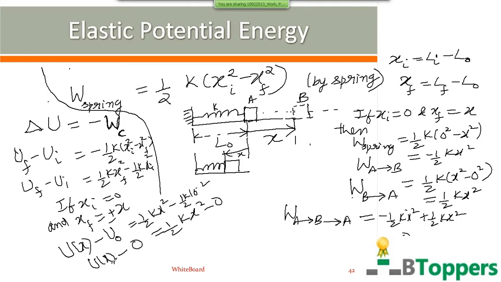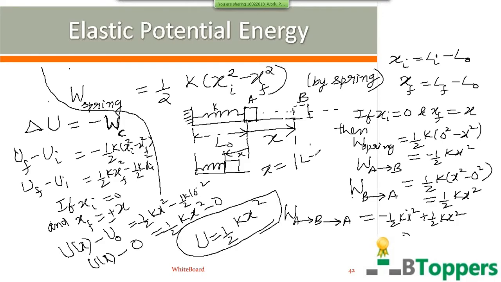0. So in general, the elastic potential energy stored in an ideal spring of force constant k is given by U equals half kx square. X is the difference between the length of the spring and natural length L0. So x square is equal to the square of the difference between the length of spring and natural length L0.